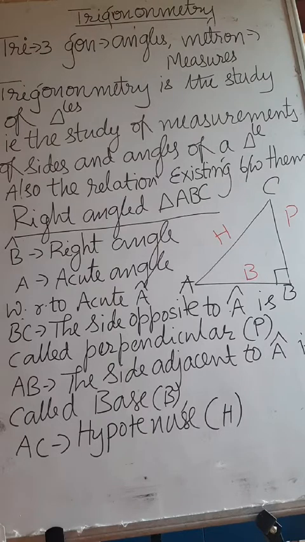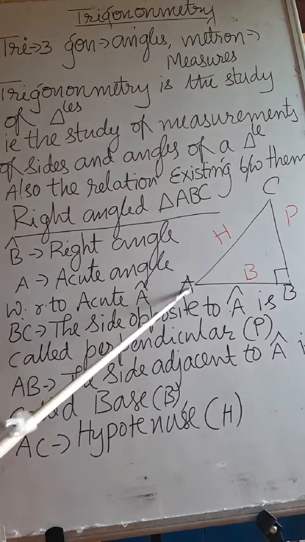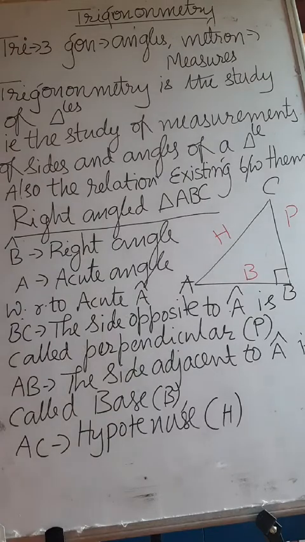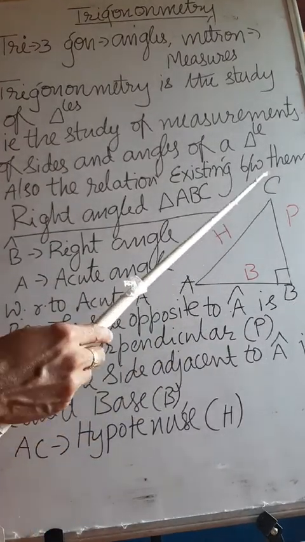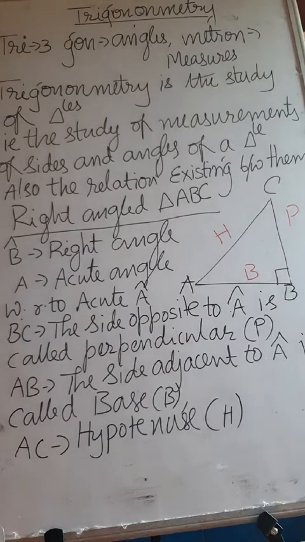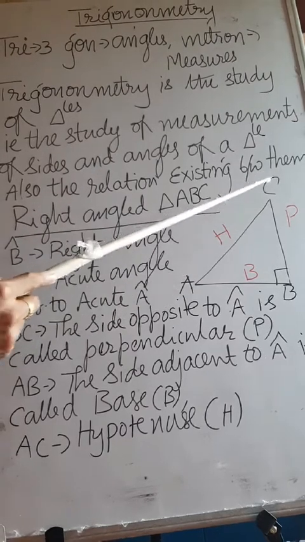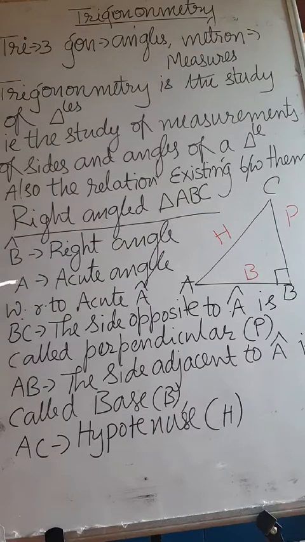As I was telling, the basic definition is that trigonometry is the study of triangles. Therefore, let us consider a right angled triangle ABC. Look at that. ABC is a right angled triangle. Angle B is the right angle. Angle A and angle C are the acute angles, isn't it? There are two acute angles, angle A as well as angle C. Here I have considered the acute angle A.